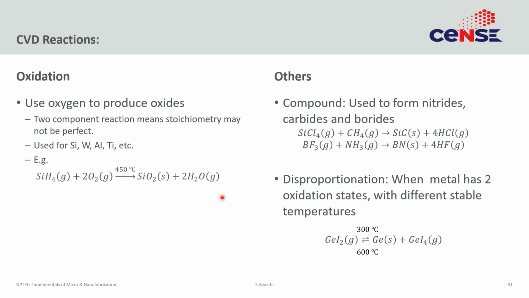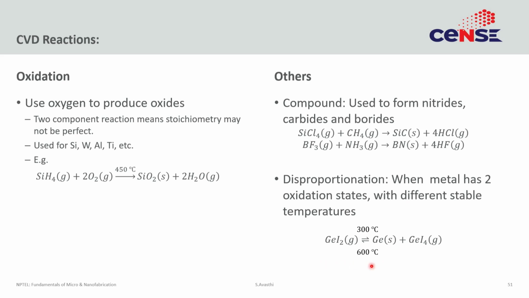The general class of others includes, supposing you want to form nitrides, you can react BF3 with ammonia to form boron nitride, or if you want to form carbides, you can react tetrachlorosilane with methane to form silicon carbide. There's also a possibility of using disproportionation, where the same molecule both oxidizes and reduces at the same time. For example, germanium iodide can disproportionate into germanium solid, which is the semiconductor you want to deposit, and germanium iodide, which is a gas which floats away, though such reactions tend to be rare.